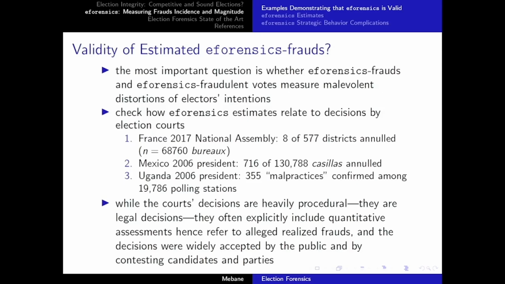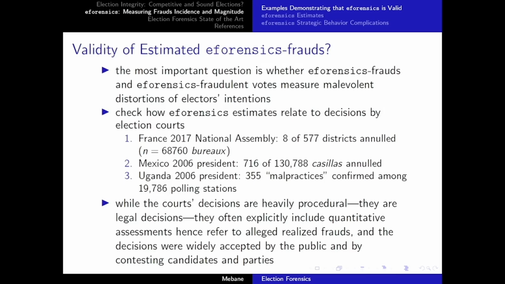But what I'm trying to establish here is: do these e-forensics frauds and e-forensics fraudulent votes measure malevolent distortions of electors' intentions? One way of assessing this is to compare to election courts' decisions, and I'm going to compare to the decisions in these 3 countries, France, Mexico, and Uganda, where the court evaluated claims. In France, they evaluated claims about legislative elections to the National Assembly. Here I have data from 2017. You get the same results if you apply them to data from 2012.